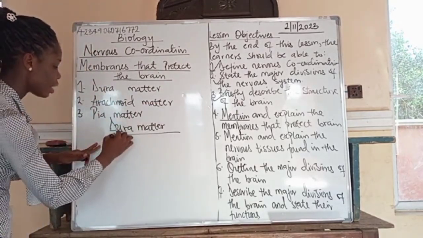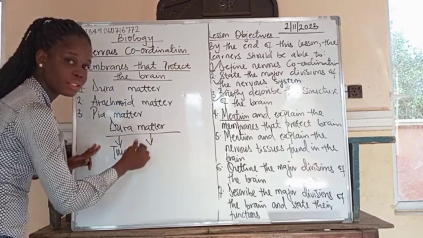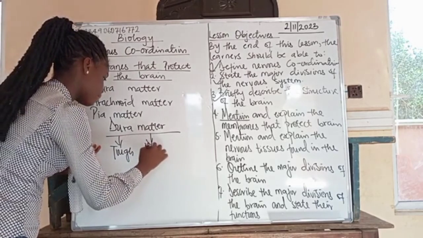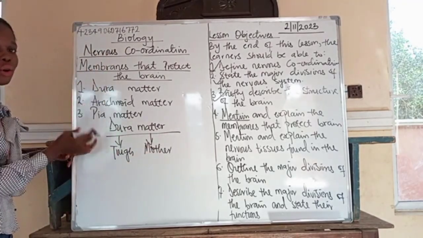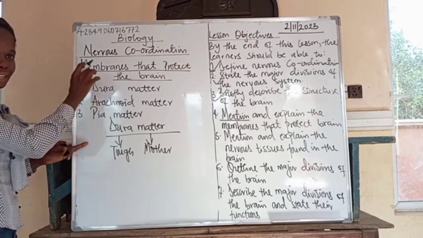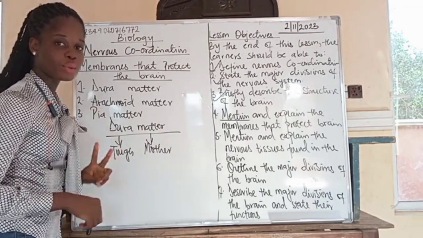The word dura means soft, and matter means mother. The dura mater is the most distant of all the membranes from the brain, but the closest to the skull. The dura mater is made up of two layers.